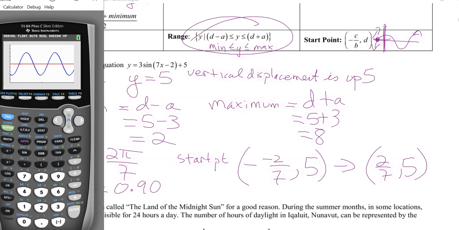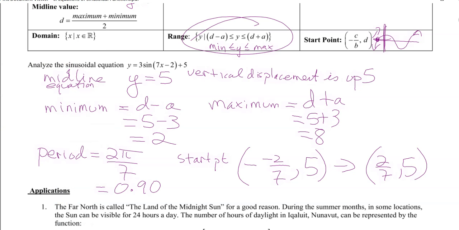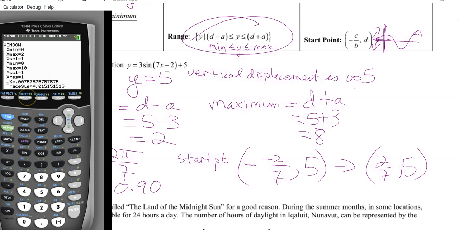So that's the start point. We look along the midline to the first point on the graph where it's going up. All of this gave us the information we needed to set a really nice window to take a look at the actual graph. Where's the middle? 5. How low do you go? 2. How high do you go? 8. Most importantly, what's the period? So what would happen if I just said, oh, window, let's go negative 10 to 10? What's that going to look like?